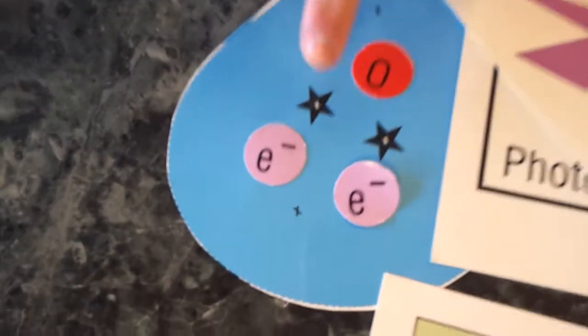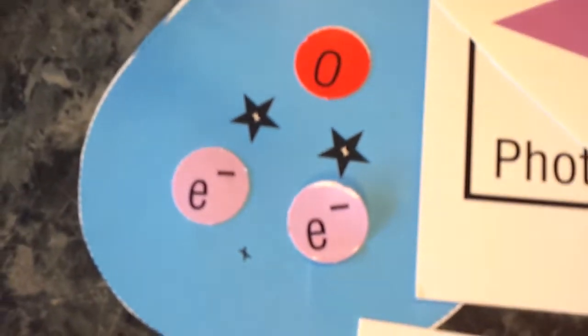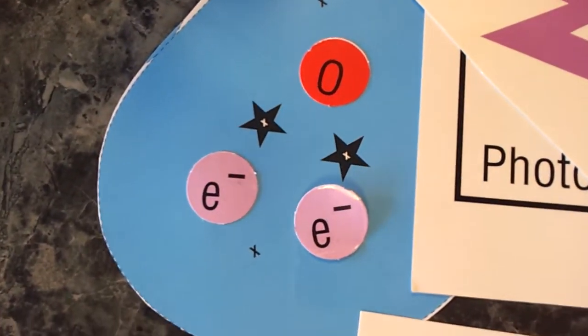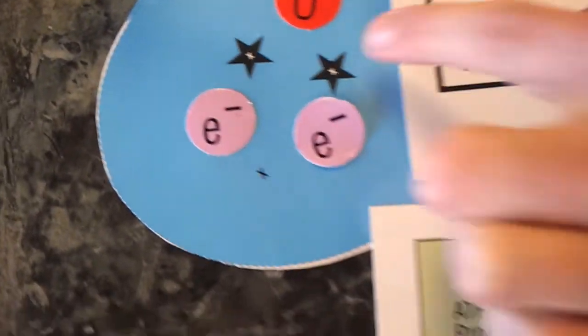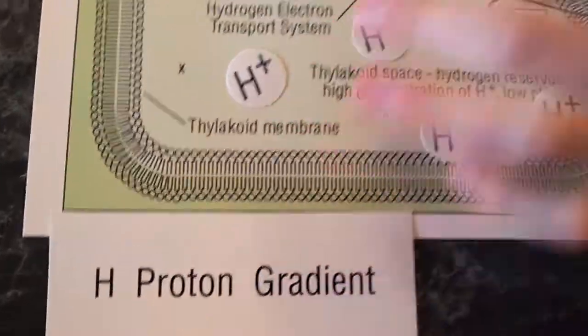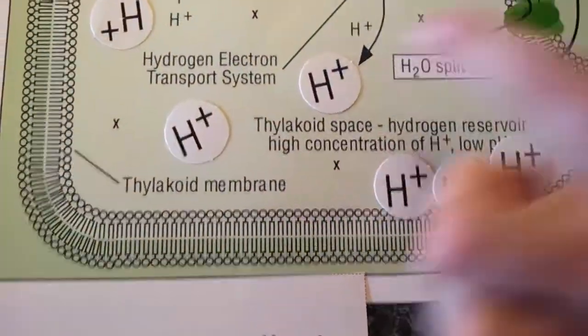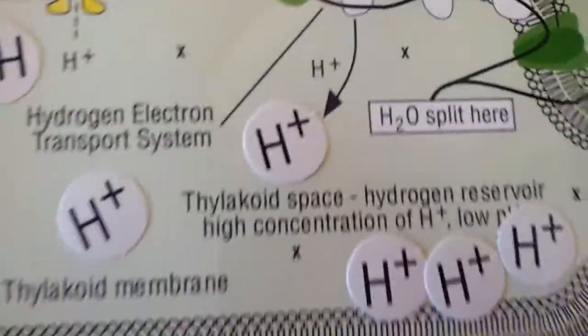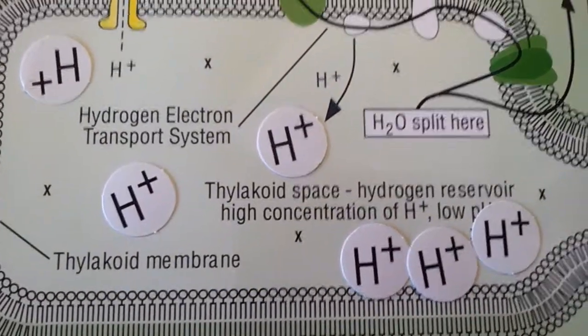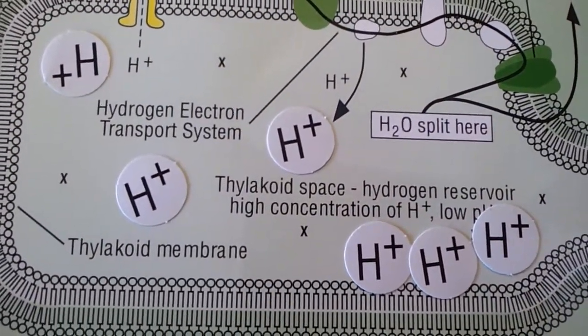The water molecule breaks into protons, electrons, and oxygen. The energy from the electron transport chain is used to pump hydrogen ions to the inside of the thylakoid. This raises the concentration of hydrogen ions, and therefore the positive charge, inside the thylakoid.